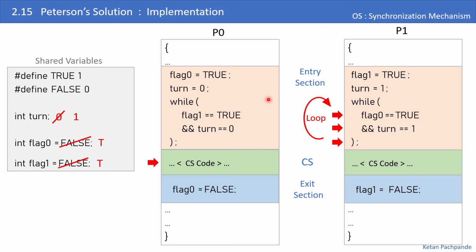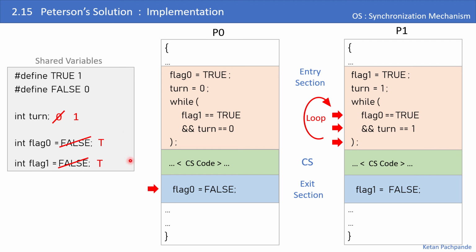In the lock variable solution and strict alternation, I gave you the assembly code corresponding to the entry section. Here for the Peterson solution, let me tell you that even if you execute this entry section at the assembly level instructions, or the binary instructions I can say, then also out of both the processes only one is going to enter into the critical section. So that's how I say that the Peterson solution guarantees the first requirement of a synchronization mechanism, which is mutual exclusion.